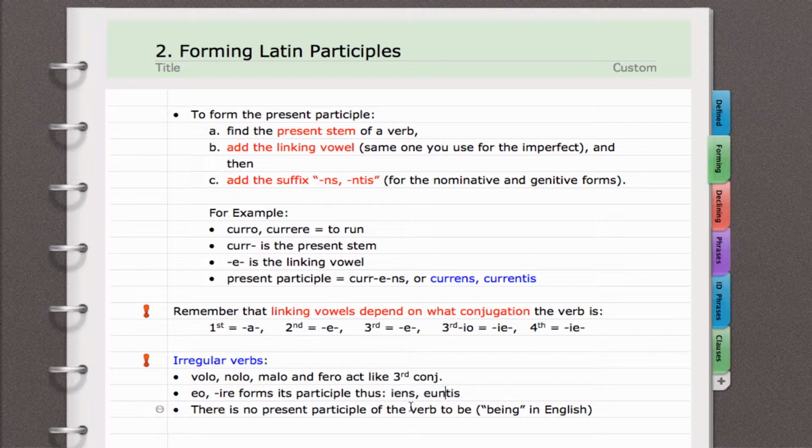There's no present participle of the verb to be. In English we have one, it's being, and they just sort of leave it out or use it in a positive.